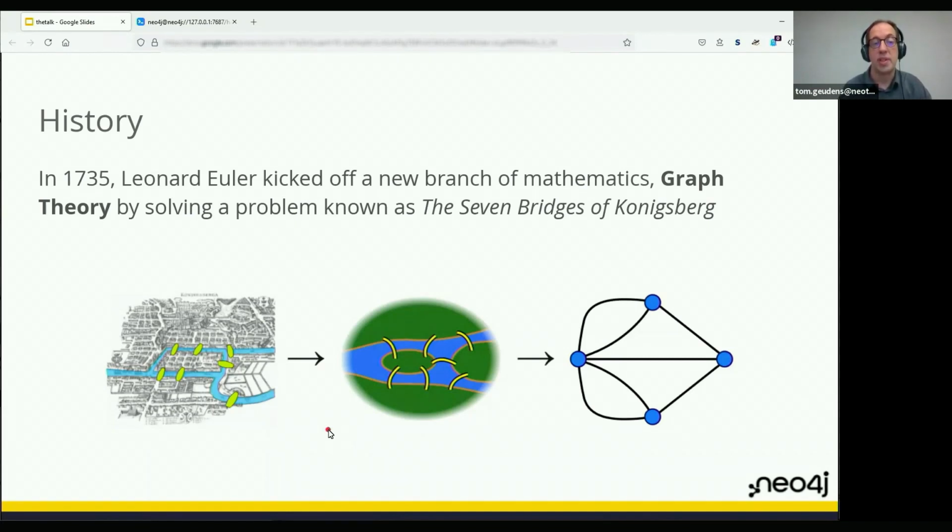And the problem of the day was, can we devise a walk which goes over all seven bridges, but only once? So you had to do a walk across all the bridges, but you could cross each bridge only once. And the big insight of Leonard Euler was that this was not a geographical or topographical problem, and he was able to reduce it to the diagram on the right, which basically has the land masses of the city as nodes and the bridges as the relationships between them. And that was all that mattered to solve the problem.